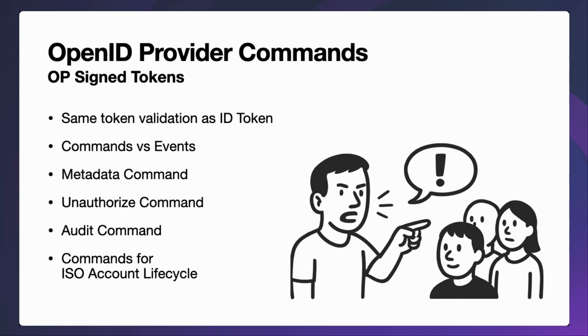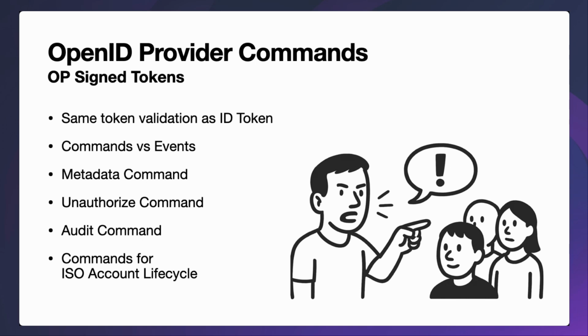And it's important to note that these are commands, not events. The OP, the enterprise, is saying, I want you, the application, to do a particular thing. The first command that an OP will give is a metadata command, where the OP gets a list of what commands the RP, the application, supports. This enables the OP to say, hey, do you support all the commands that I want you to support to be compliant for my security policies? And if the RP doesn't, the OP can decide, well, I'm not going to give you any ID tokens for the user to log in, because you don't support the things that I need you to support.